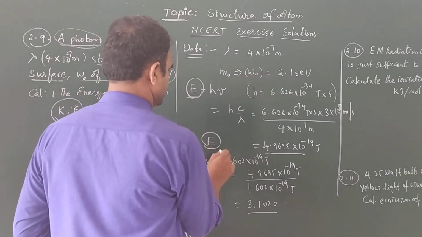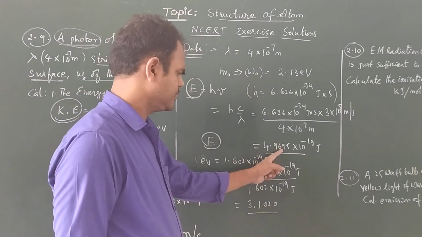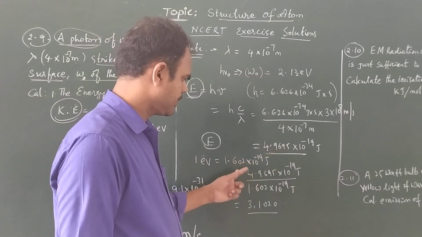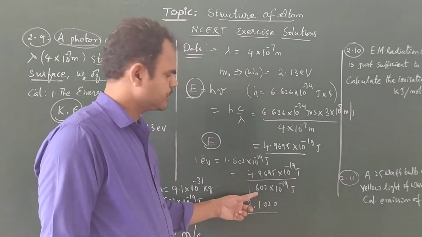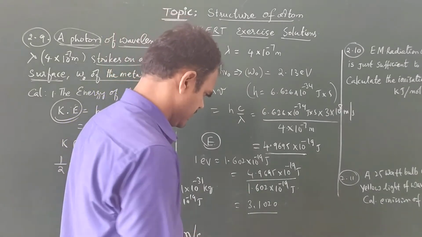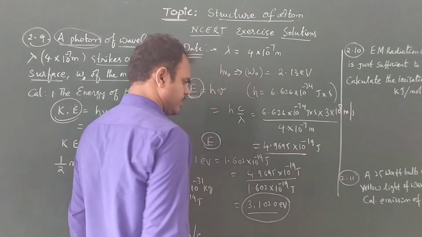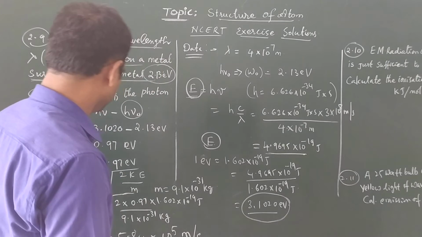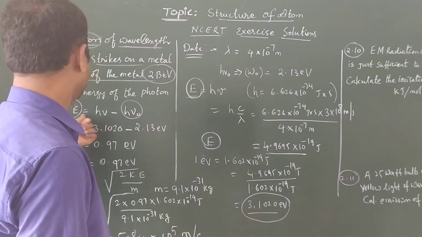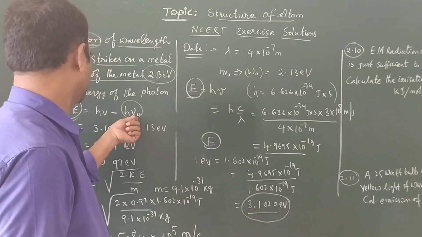Number one, energy in terms of joules, converted into electron volts. So how do you get the electron volts? Joules upon 1 electron volt, which equals how much? 1.602 into 10 to the power of minus 19. Then you will be getting it in terms of electron volts, 3.1020. And from the kinetic energy formula, kinetic energy equals photon energy minus work function.